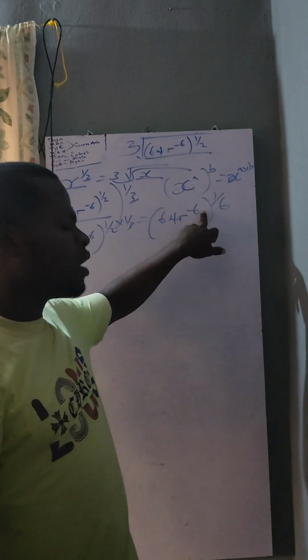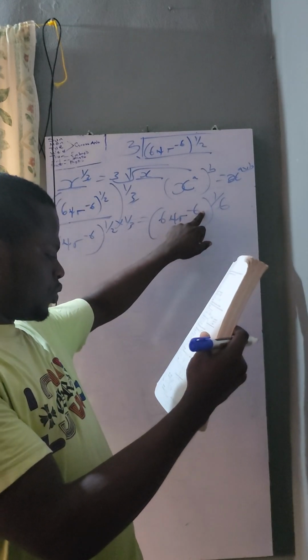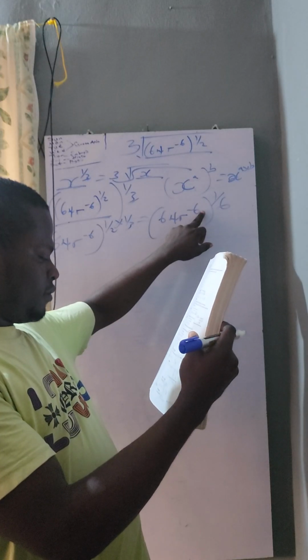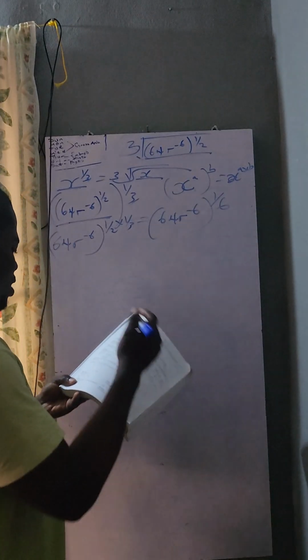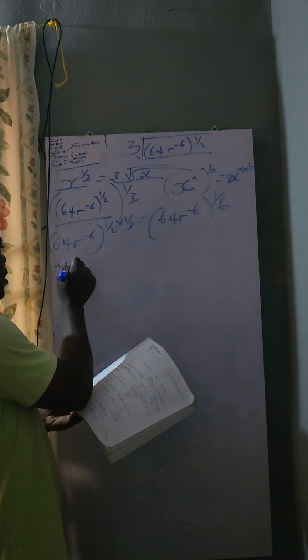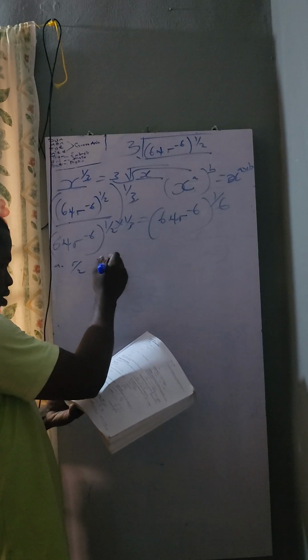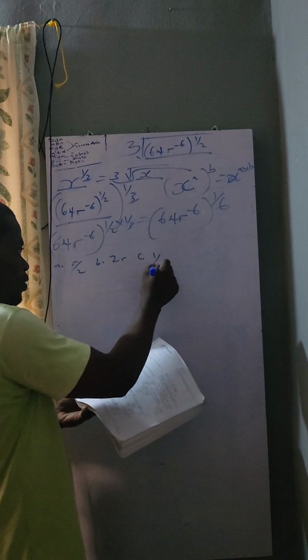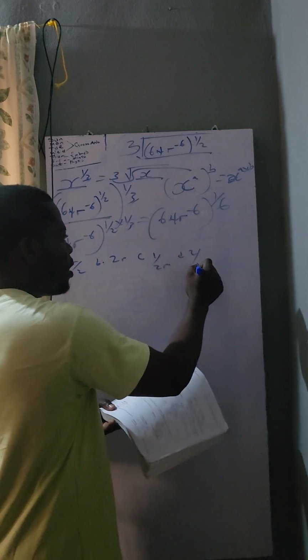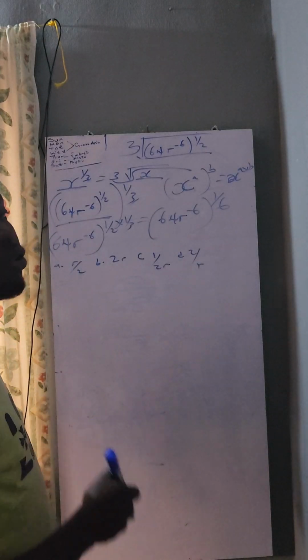Okay, is this also an optional question? Yeah, this is also an optional question. The options here are A, r over 2, B, 2r, C, 1 over 2r, and D, 2 over r. So let's continue solving.